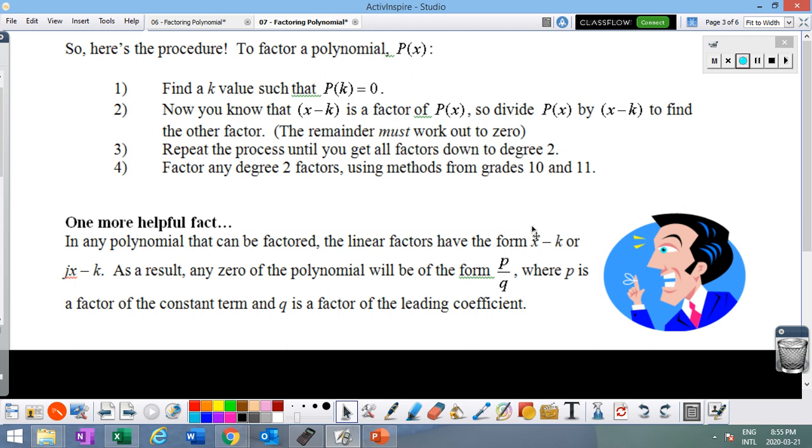In any polynomial that can be factored, the linear forms have the form x minus k, those will be the whole numbers, or jx minus k. As a result, any zero of the polynomial will be p over q, where p is a factor of the constant term and q is a factor of the leading coefficient. What? Too many words there. I'll show you right off the top in the first example, exactly what I'm referring to there.